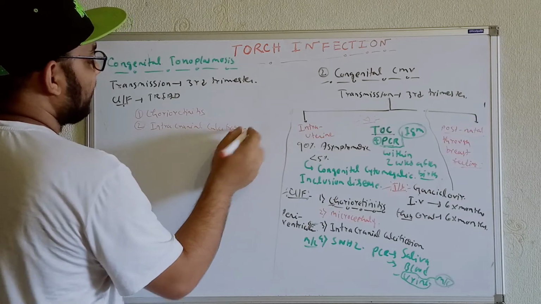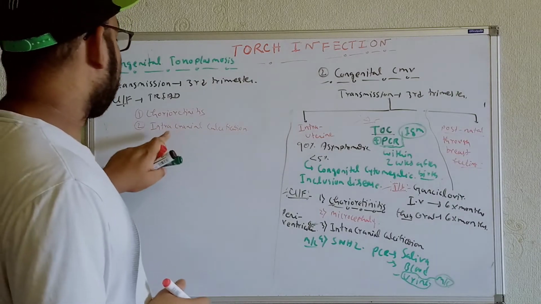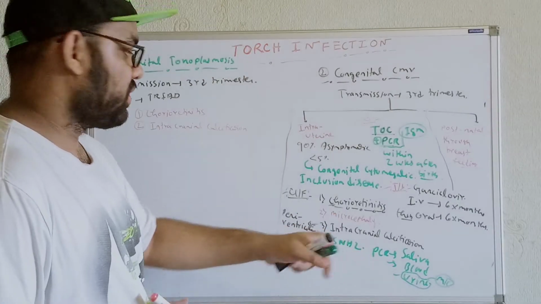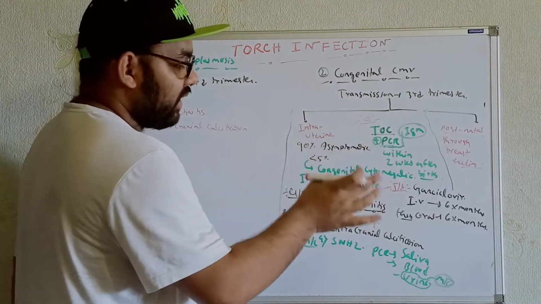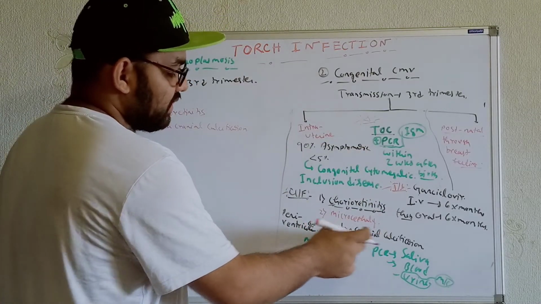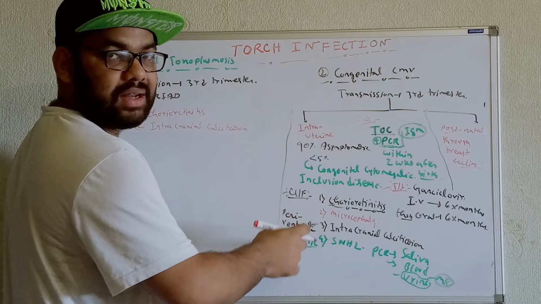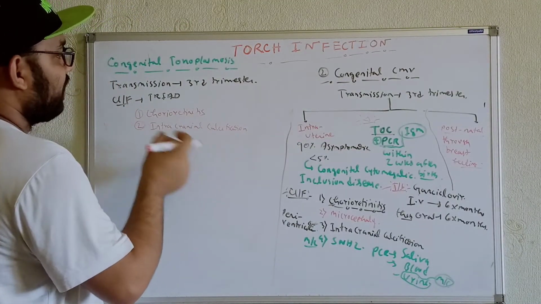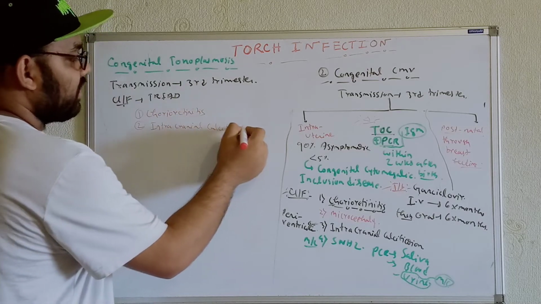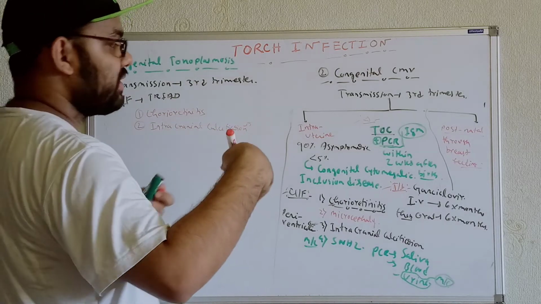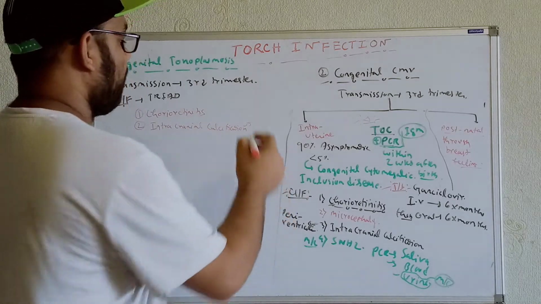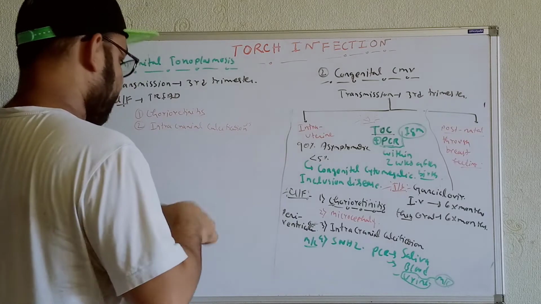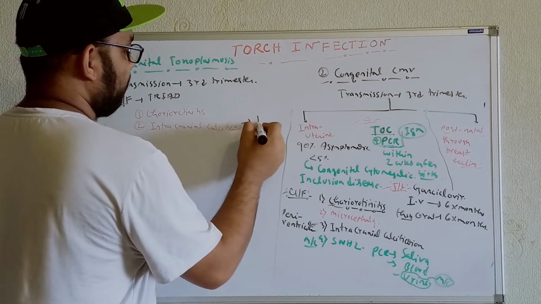Now, don't get confused between these. Here I have written cranial calcifications, and here I have written intracranial calcifications. But see, in cytomegalovirus infections, we'll get the intracranial calcifications around the ventricle, in the periventricular region. But what about this one? We'll get the intracranial calcification in congenital toxoplasmosis. Here you will get it diffuse, that means scattered within the whole brain, not in a particular place. So you can write it over here, it will be diffuse.